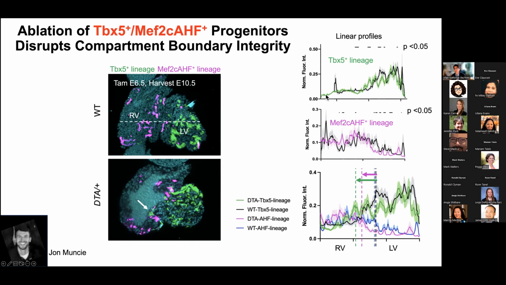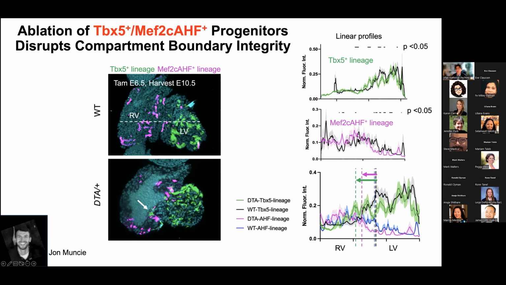Here, for example, is the manifestation of that, looking at just the TBX5 lineage. In black represents wild type, green represents mutant. In the black line, you can see in the linear profiles, when we quantify the intensity, that we have an increase in the TBX5 lineage on the left side of the heart. This represents the left side of the heart, and this represents the right side of the heart. Likewise, in the MEF2C AHF lineage, we see that it is reduced on the left side, but increased on the right side.